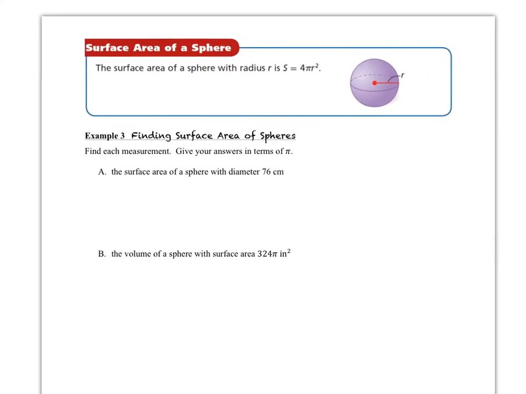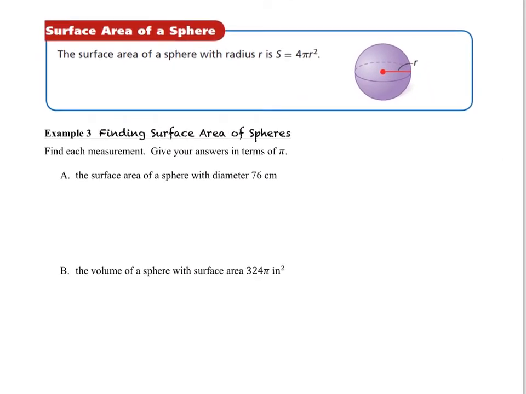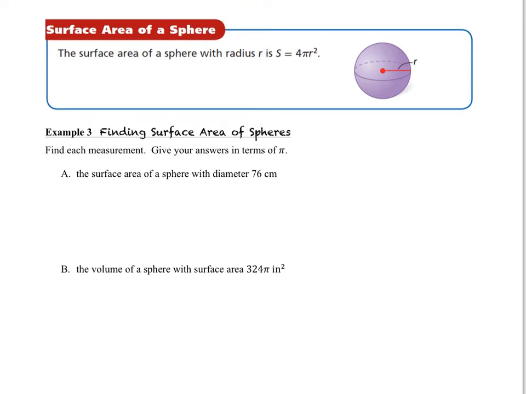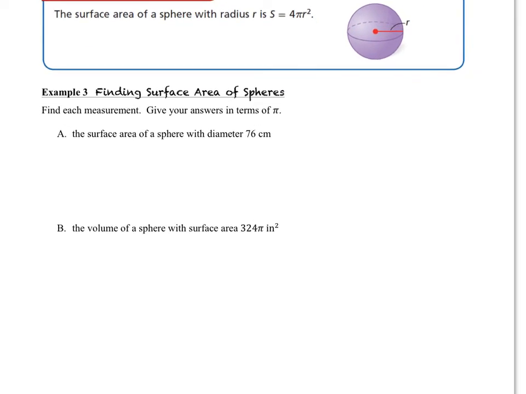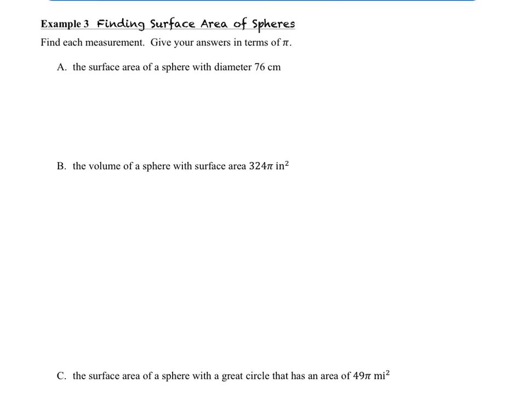The surface area of a sphere with radius r can be found by using the formula S for surface area is equal to 4 pi r squared. Surface area is the area of the outside of the sphere, almost as if we were going to cover it in wrapping paper, and we want to know how much wrapping paper we need. So in example number 3, we're finding the surface area of spheres. We're going to leave our answers in terms of pi.